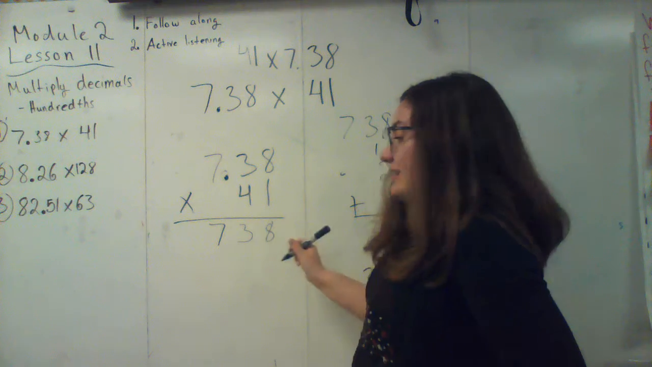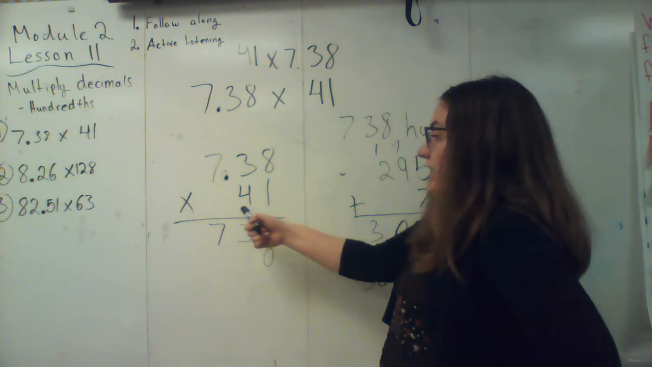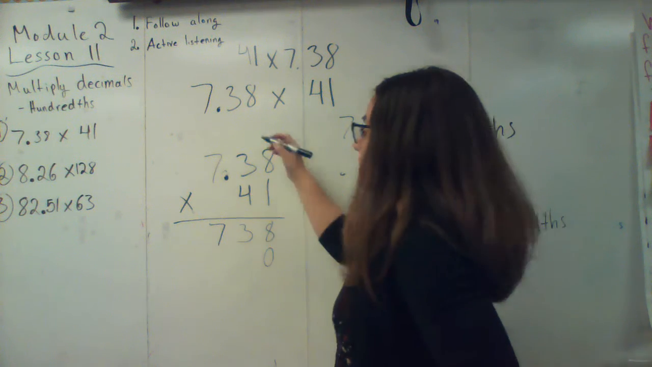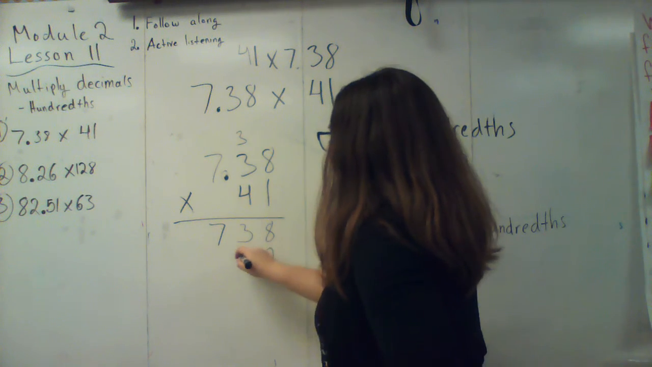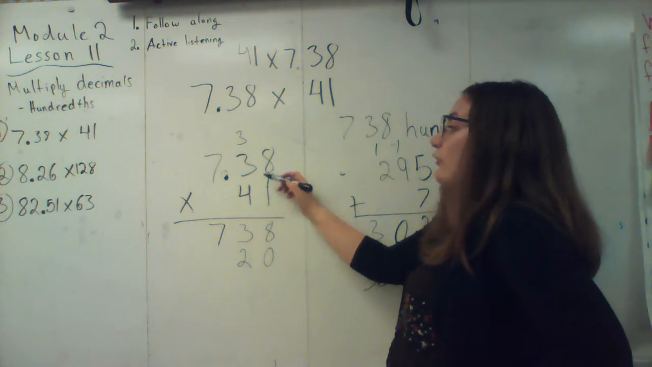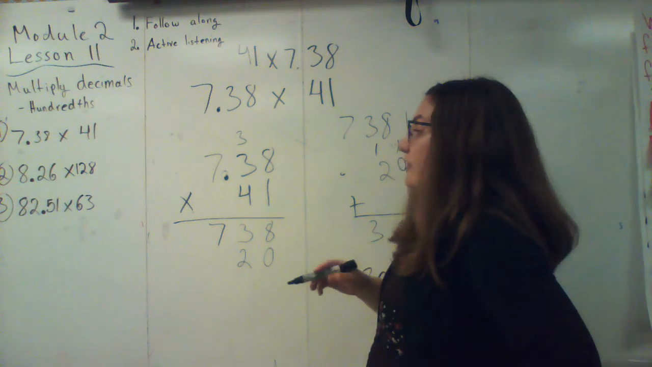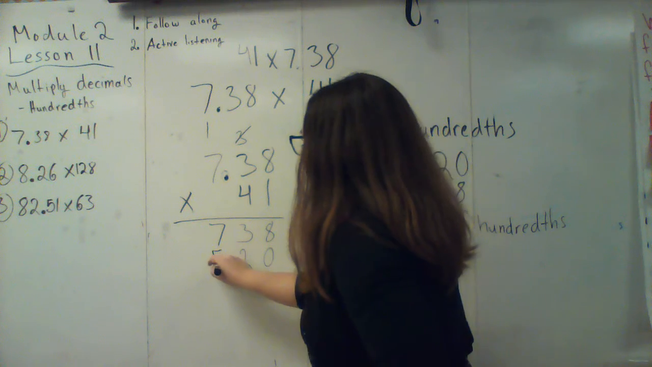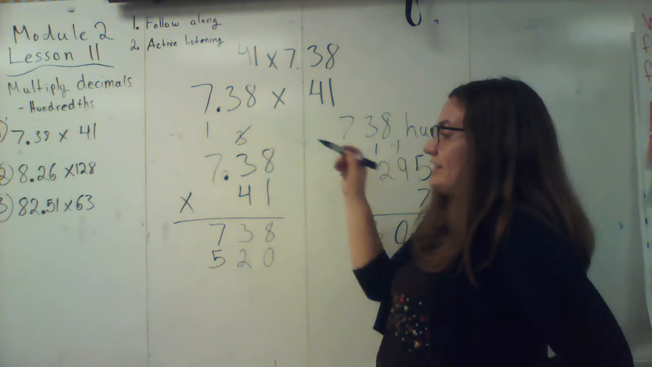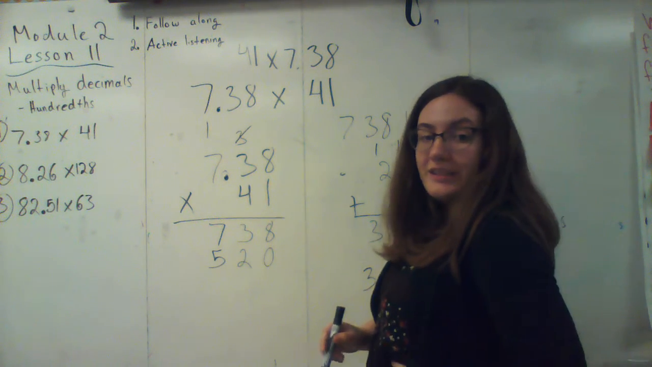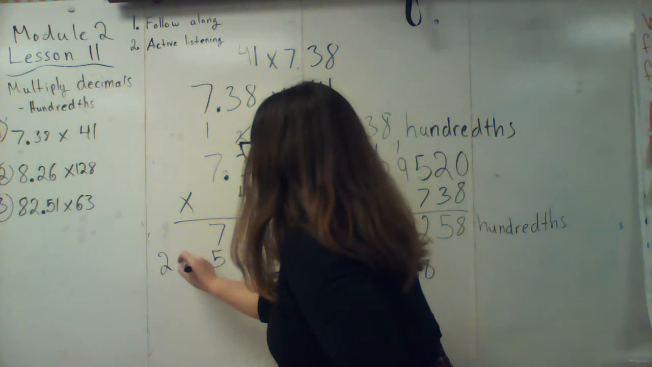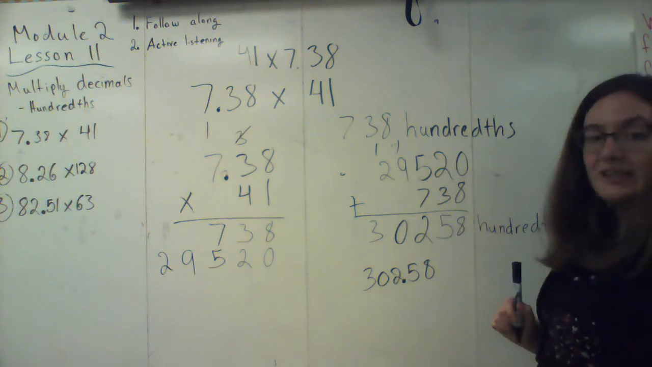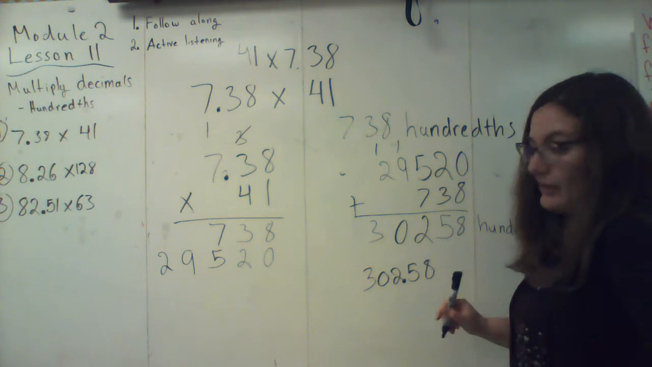Then make sure that you add a 0 because you're moving to your next row, and this 4 is in the tens place. I do 4 times 8, which is 32, so I carry the 3. I leave the 2. 4 times 3 is 12. 12 plus 3 is 15. I carry the 1. I leave the 5. 7 times 4 is 28. 28 plus 1 is 29. And I get an answer of 29,520, just like my partial product from my area model.